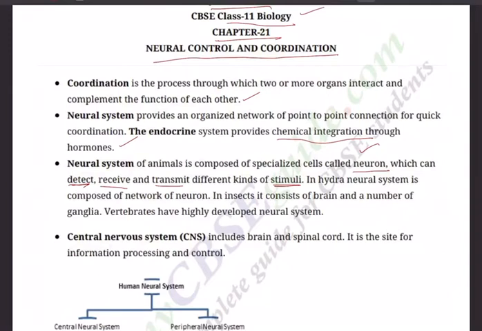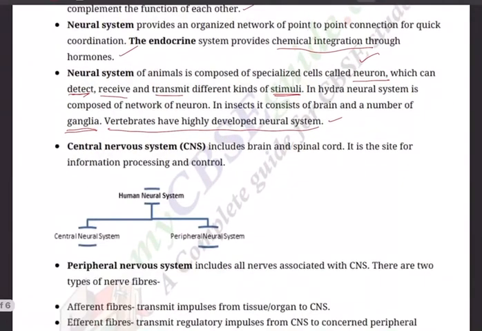So in Hydra, neural system is composed of network of neurons. In insects, it consists of brain and a number of ganglia, that is group of neurons. Vertebrates have highly developed, we are all fortunate, highly developed neural system. And in human beings, there are two types of nervous systems, as all of us know. One is CNS, central nervous system, another is PNS, peripheral nervous system. So central nervous system includes two things, our own brain and backbone, spinal cord. It is a site for information processing and control.